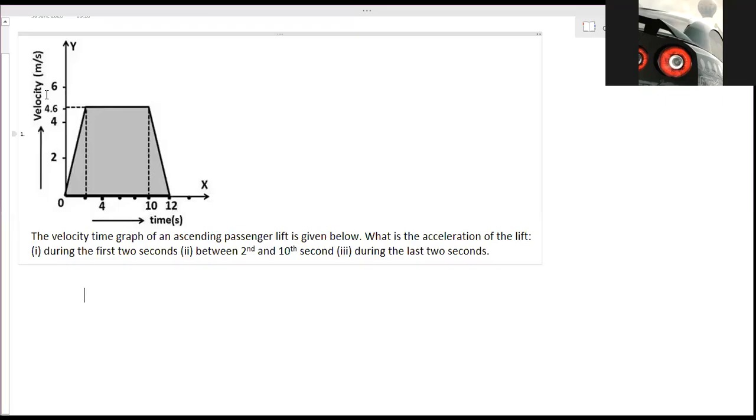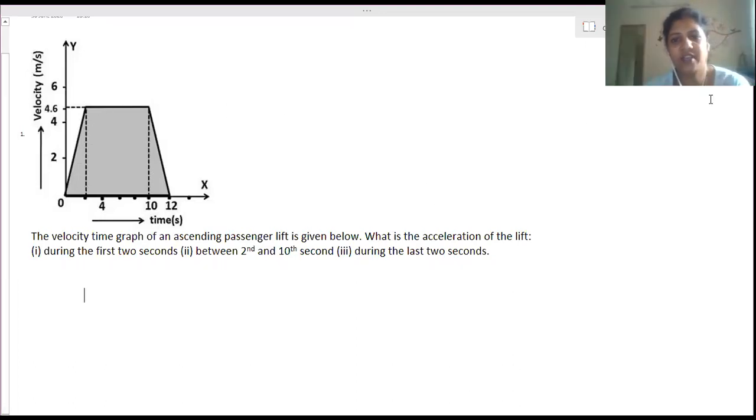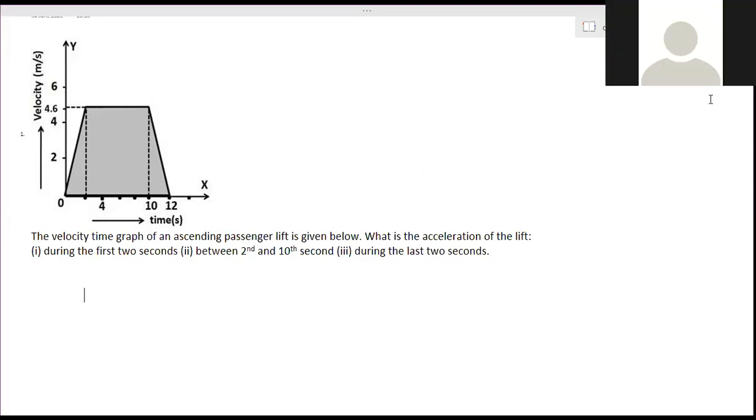23rd. Okay, ma'am. So here, in the velocity-time graph, we can calculate the acceleration. During the first seconds, we have to calculate the acceleration.